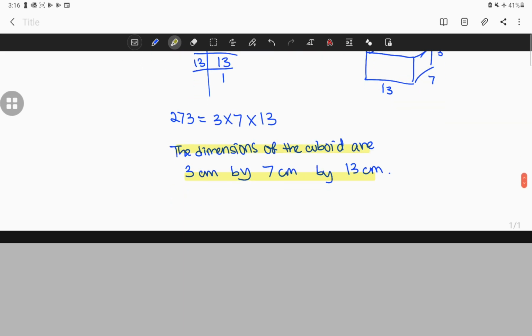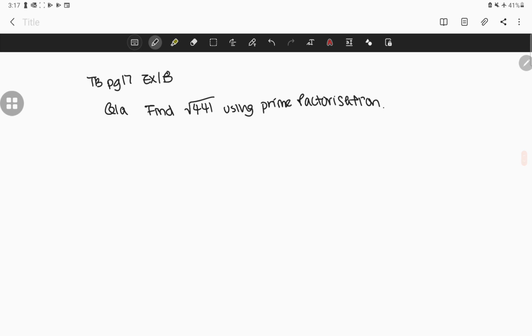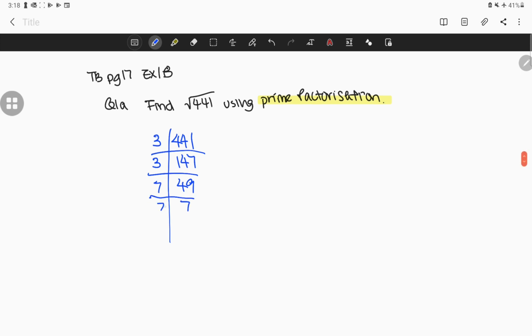Next, we'll move on to exercise 1B, which is on page 17. Question 1A. Find the square root of 441 using prime factorization. So note that you're supposed to use prime factorization for this question. So first, we need to prime factorize 441. 441 can be divided by 3, and that would give you 147, which can be divided by 3 as well to form 49. And 49, you can divide that by 7, that will give you 7, and divide it by 7 as well to give you 1. So since we have 1, we can stop here now.